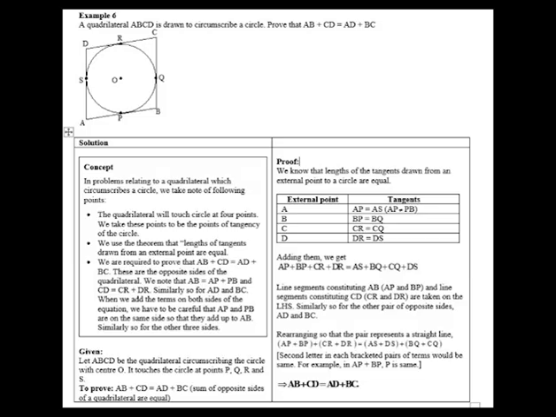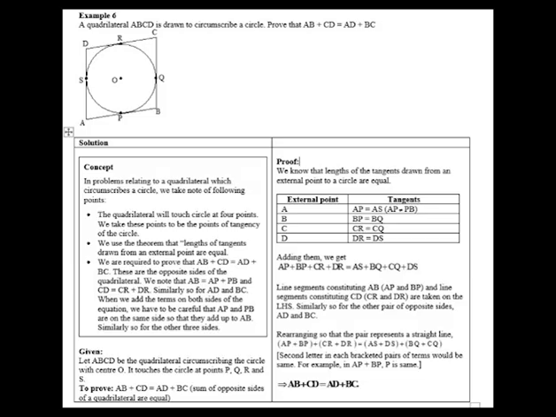We need to prove that AB plus CD is equal to AD plus BC. That is, sum of the opposite sides of the quadrilateral are equal. We know that lengths of the tangents drawn from an external point to a circle are equal. Hence, from the point A, AP and AS are the two tangents. Hence, AP is equal to AS.